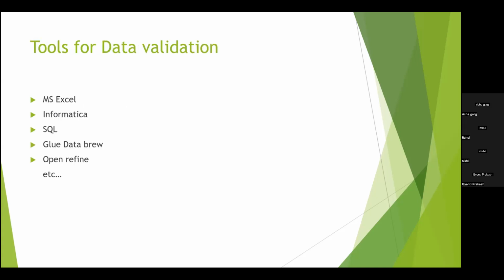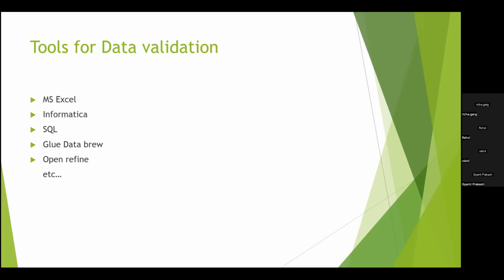Now, how do we do data validation? There are many tools. Which are the basic tools for data validation? Generally, in our normal software system, we can write the code in our forms only. Otherwise, if we are only taking the data, there are multiple tools like MS Excel, Informatica, SQL, Glue, DataBrew, OpenRefine, and many more. Many tools are there to validate the data.